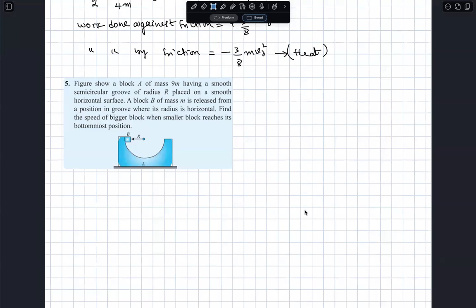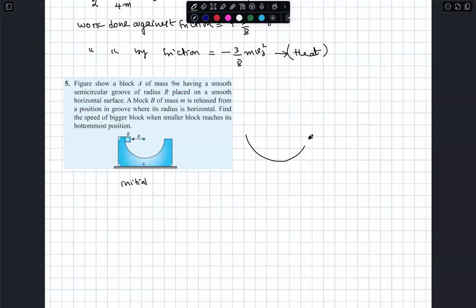Can you see the figure here? Figure shows a block A of mass 9m having a smooth semicircular groove of radius r placed on a smooth horizontal surface. Block B of mass m is released from a position in the groove where its radius is horizontal. Find the speed of the bigger block when the smaller block reaches its bottommost position. This is the initial position.